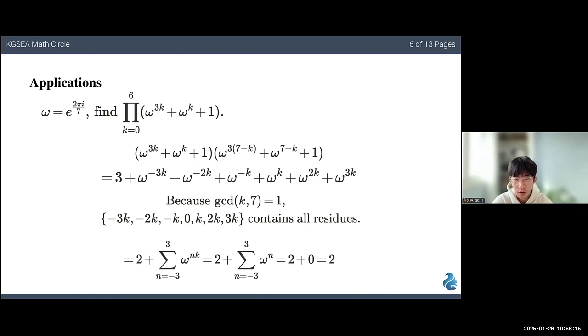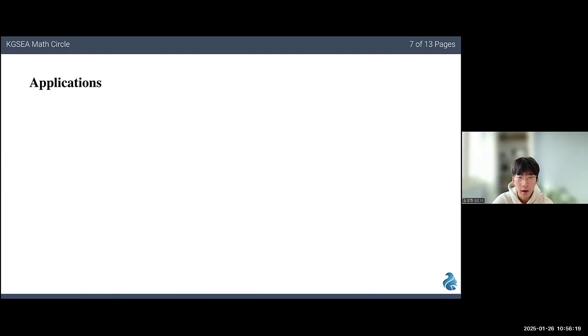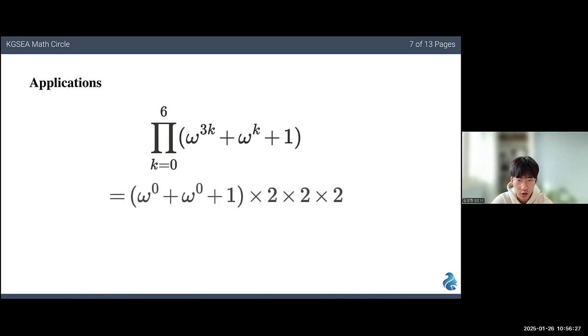So in fact, when you pair them off like this, each product becomes 2. And now we know that in this product, the only term that doesn't get paired off is when k is equal to 0. And this we can just compute directly because it's just equal to 1 plus 1 plus 1. So simplifying, we get this is equal to this product, which is of course just 24.